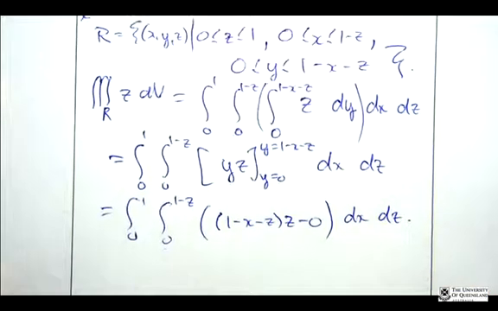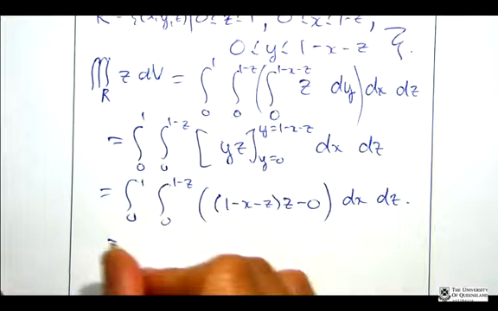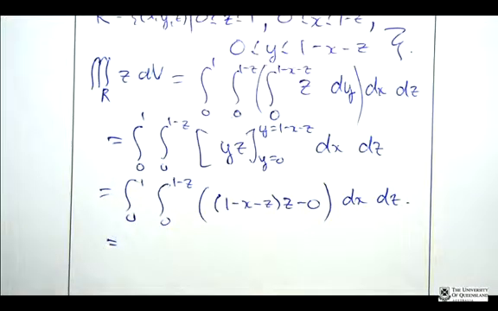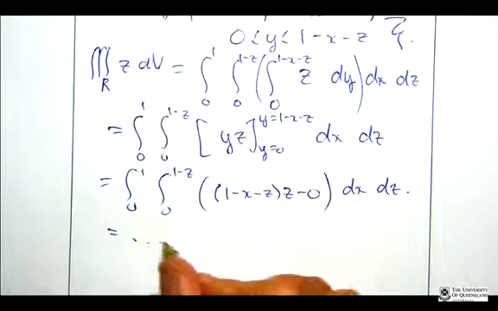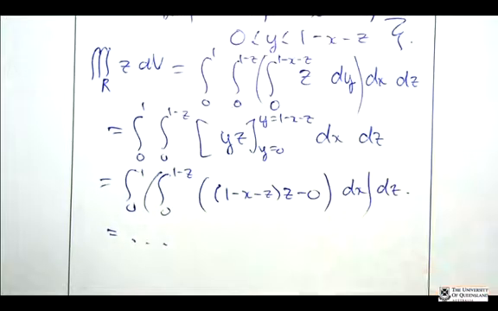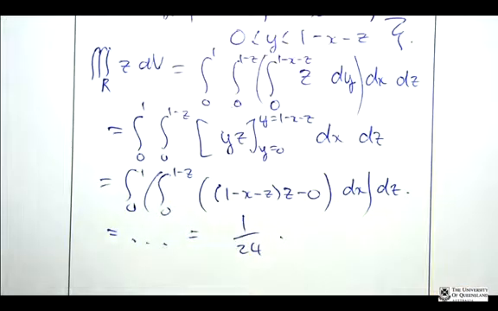Now this is just a two-variable polynomial in x and z, so that's reasonably straightforward to integrate, and I won't go through the details of that. But the point is now we're just left with a doubly iterated integral, which is exactly what I've been talking about for the last couple of weeks. And check the answer works out to be 1 over 24.